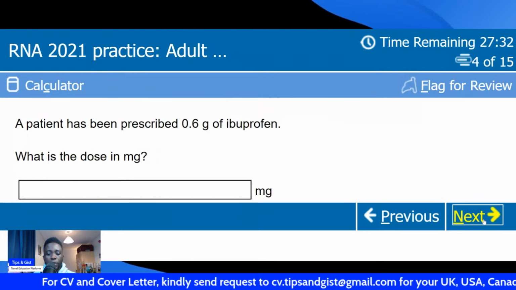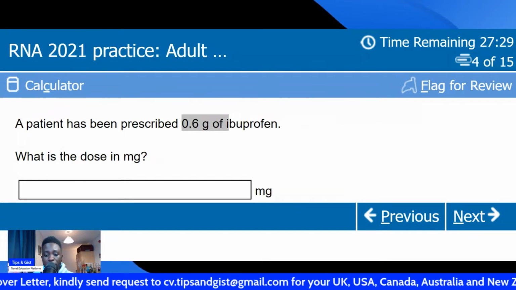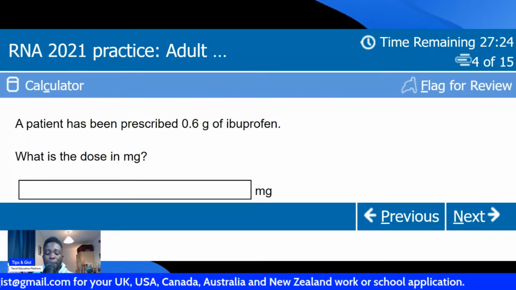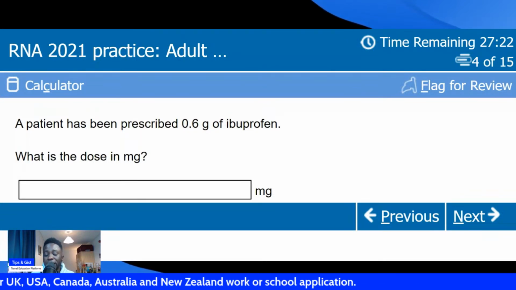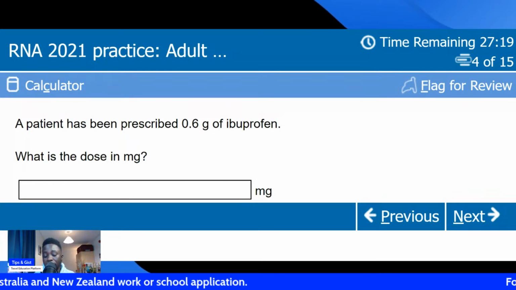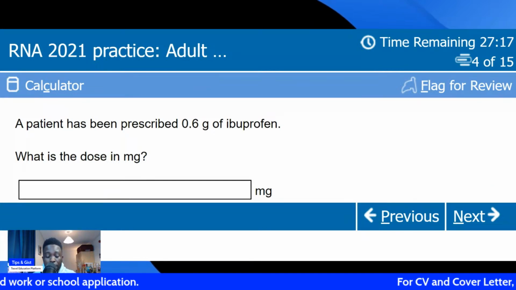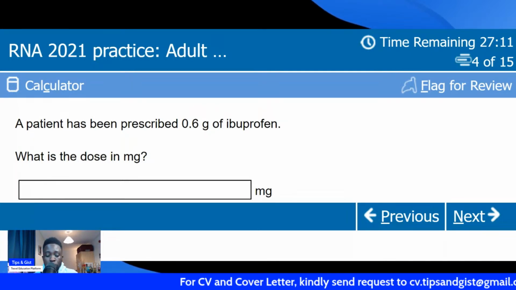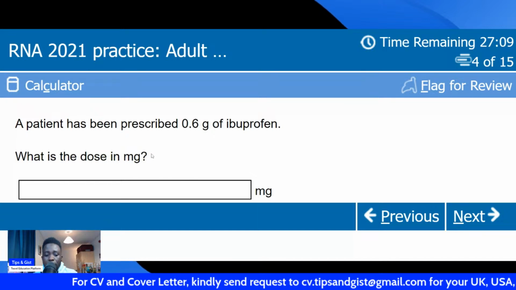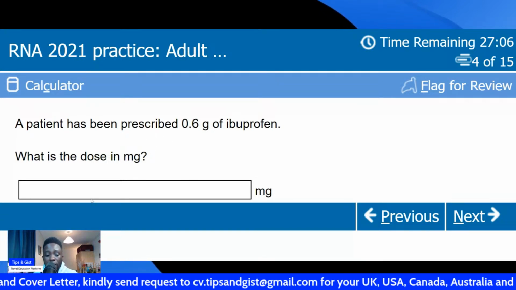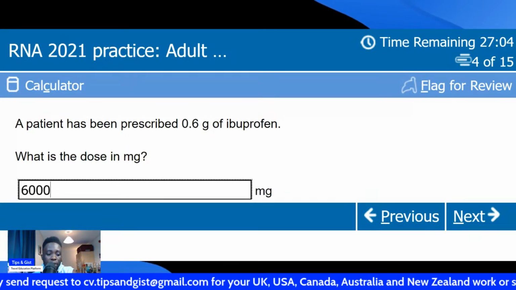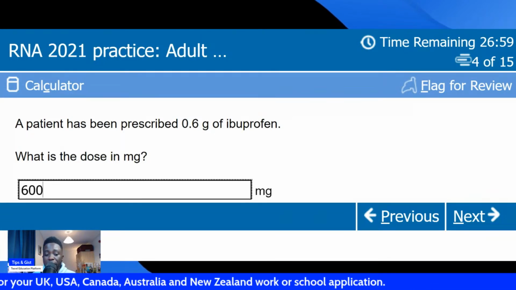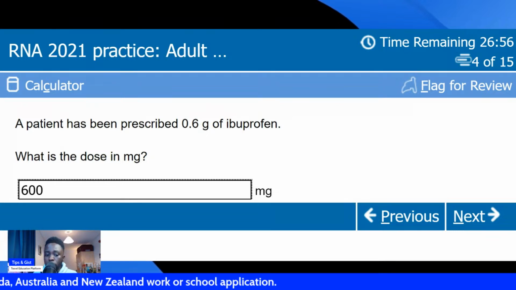Now, next, a patient has been prescribed 0.6 gram of Brufen or ibuprofen. What is the dose in milligram? I told you that 1,000 milligram is 1 gram. 1,000 gram is 1 kg. Now, this is milligram to gram. So 1,000 to gram, right? All right. So the dose you are converting to milligram. So 0.6 into milligram, you have to multiply by 1,000, and therefore you are going to get 600 milligram.